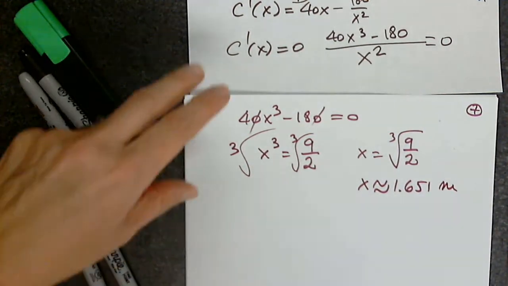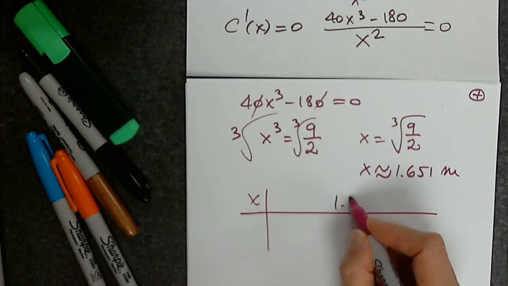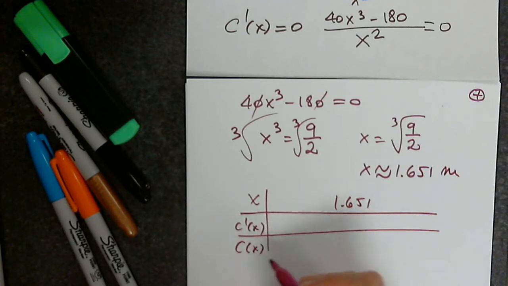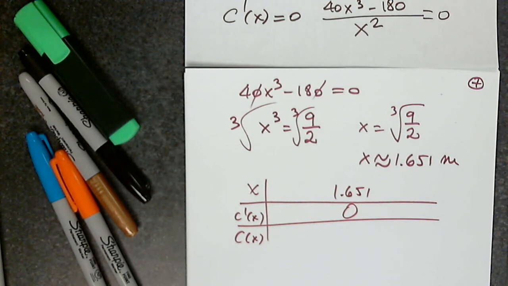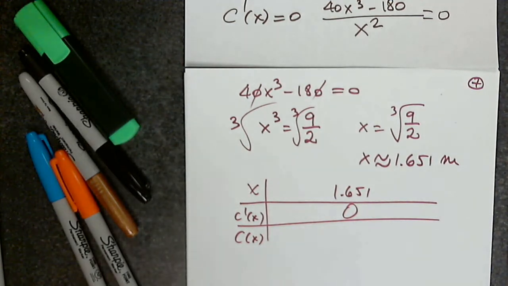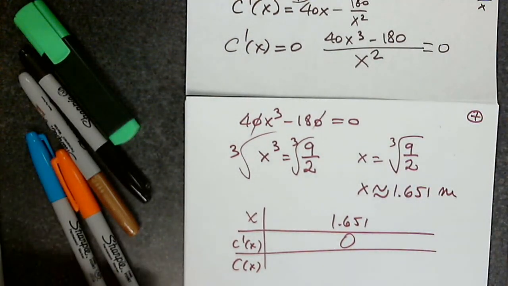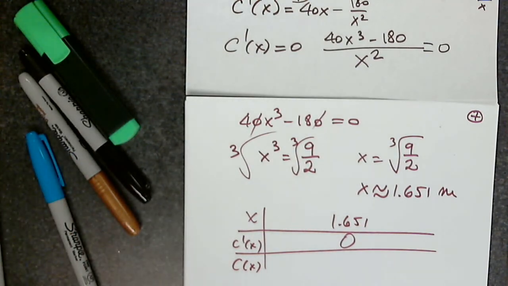Perfect. So now, if this is not enough, if I cannot convince you somehow, C prime. I don't remember if we were asked to determine the minimum cost. Well, let's find it anyway. So here I have to show that this is indeed giving a minimum. I don't know if 1.651 gives a minimum. So I have to show you that that's the case.